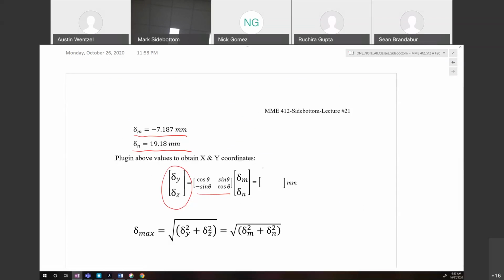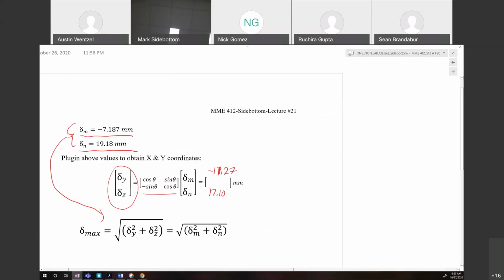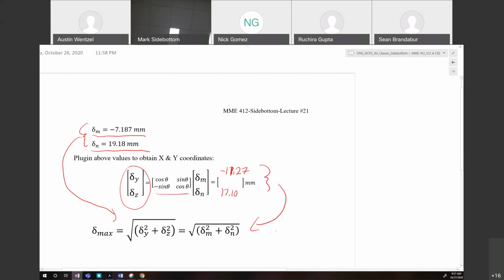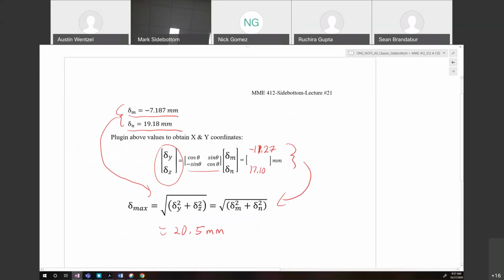If you did all of that, what you'd end up getting is minus 11.27 millimeters for the displacement in the y direction, and 17.10 millimeters for the displacement along the z direction. You can plug in either delta m and delta n, or delta y and delta z into this equation here to find delta max, which would be equal to 20.5 millimeters. That is the end of the problem.